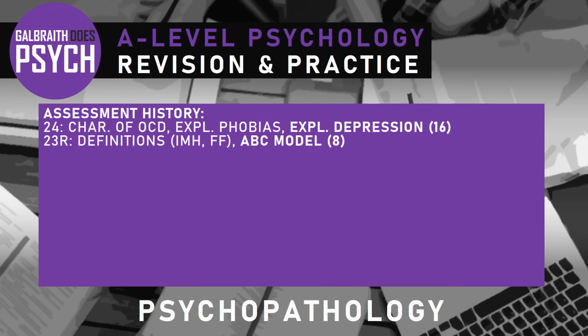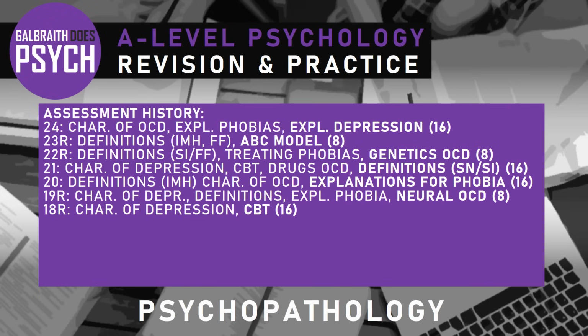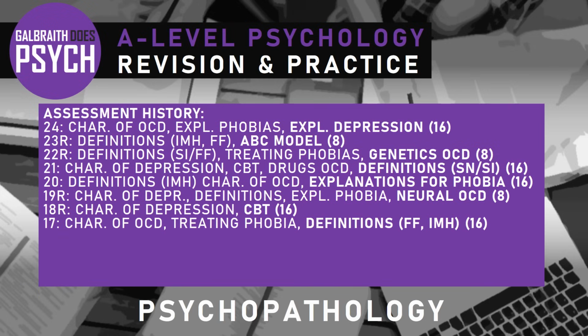But with that we also had definitions, and then before that, I'm not going to read all of these out again, but I'll highlight the key big questions. So over the years we've also had an 8 marker on the genetic explanation for OCD. We've had a 16 marker on definitions, and that was on social norms and statistical infrequency. We've had a 16 marker on explanations for phobias. We've had an 8 marker on OCD, but that time neural, in 2019. Before that, it was a 16 marker on CBT, and before that, another definition 16 marker, but that time it was failure to function and deviation from ideal mental health. Again, down the R's on the left there, you can see when research methods has popped up.